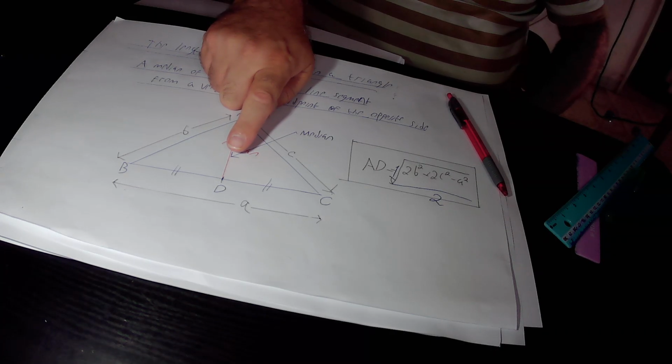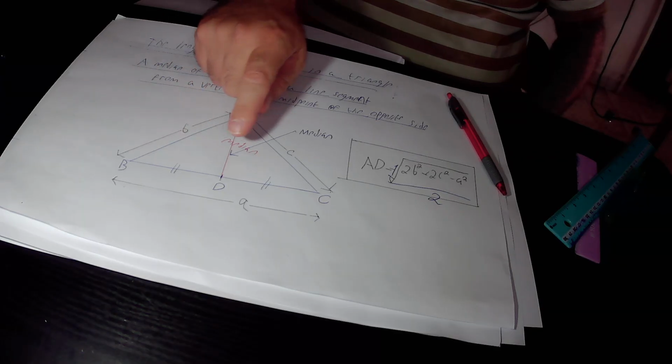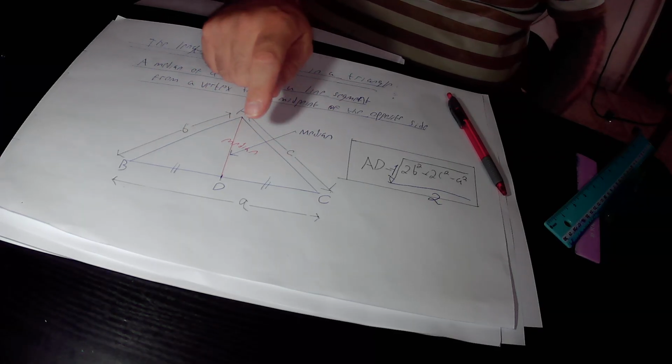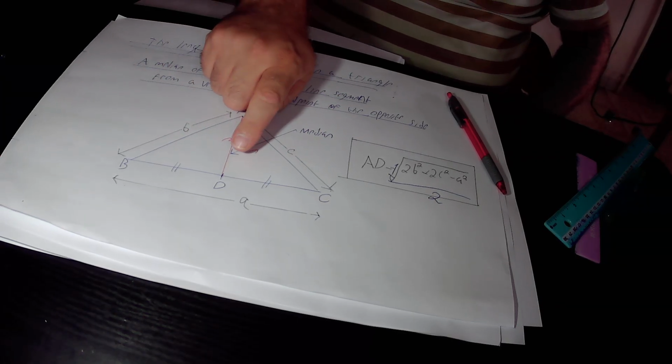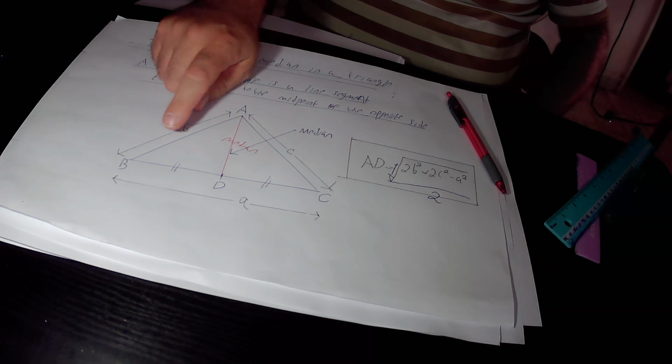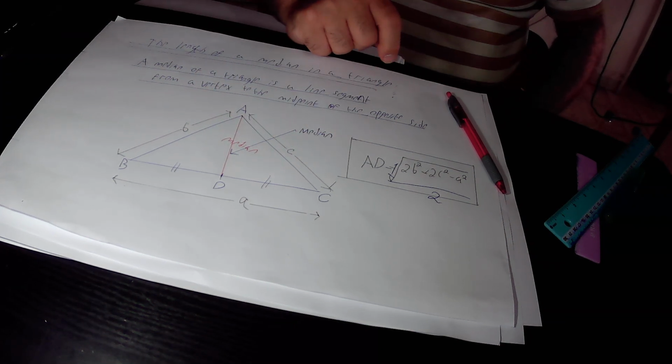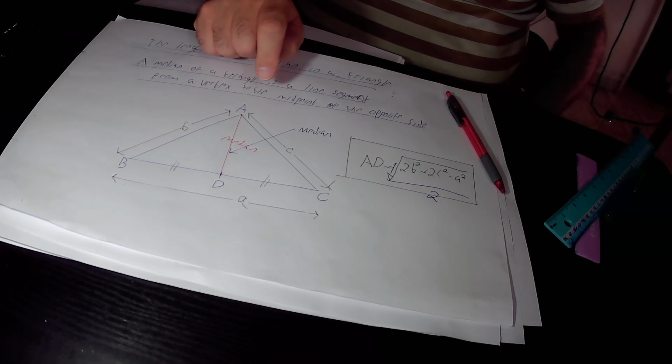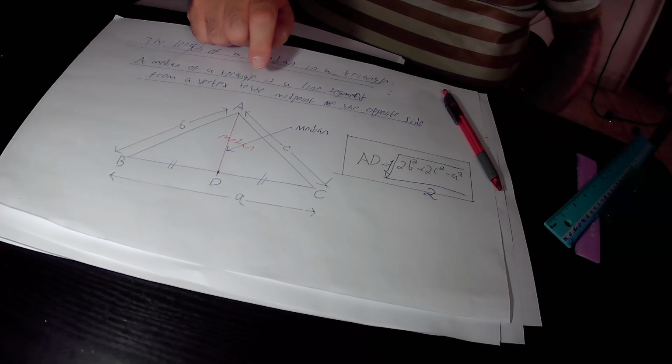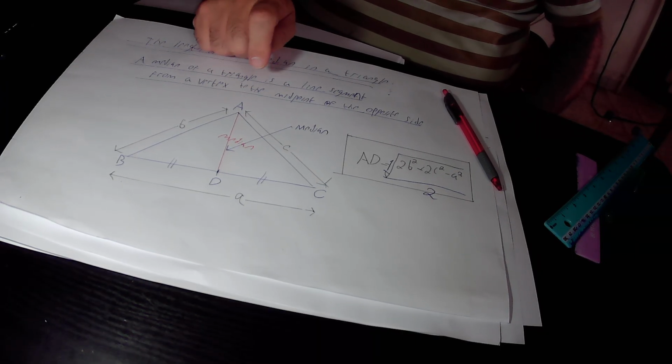Why is point D the midpoint of side BC? Because at point D, side BC has been sectioned into two halves. The first half is BD, and the second half is DC. So BD equals DC. So AD is the median of this triangle ABC. But what is the length of the median AD?